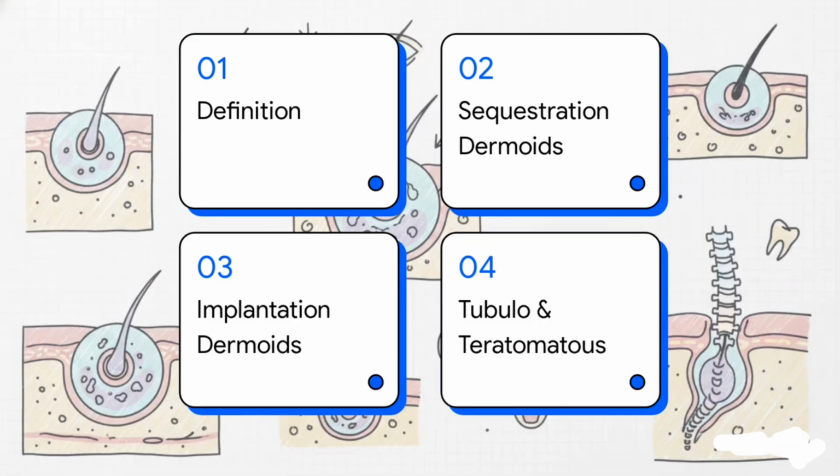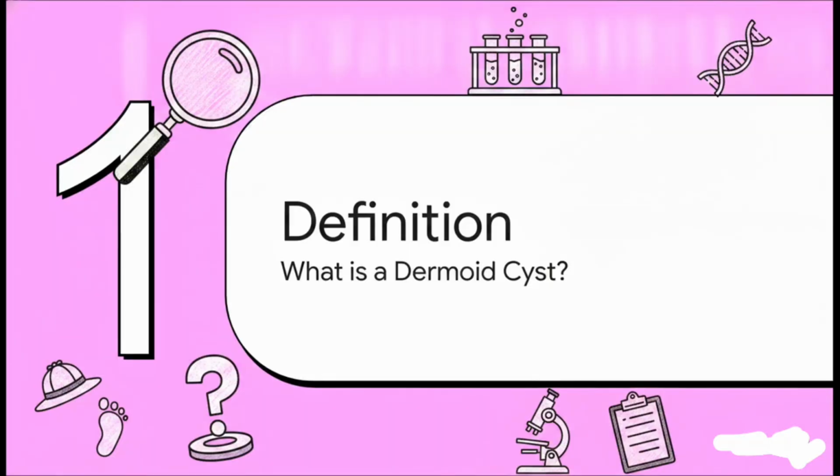Here's our four-part roadmap for today's clinical deep dive. We'll start by defining the dermoid cyst, then look at sequestration dermoids, move on to implantation dermoids, and wrap up with tubulo and teratomatous dermoids. So, starting right off with Section 1, defining the dermoid cyst.